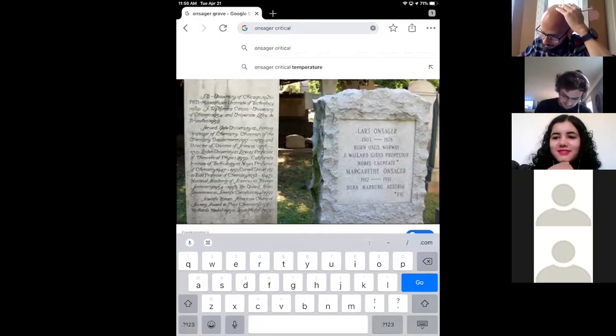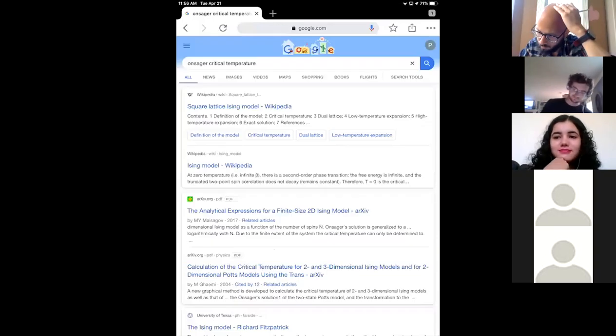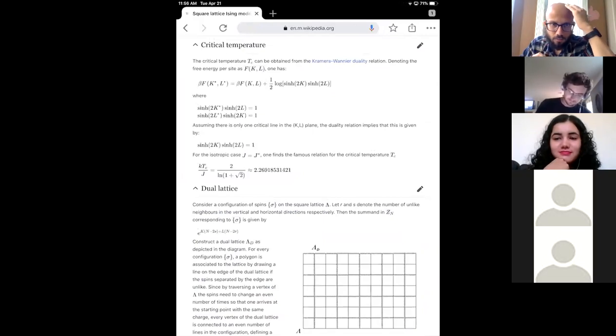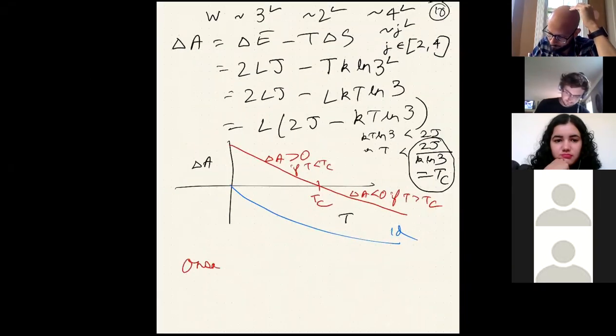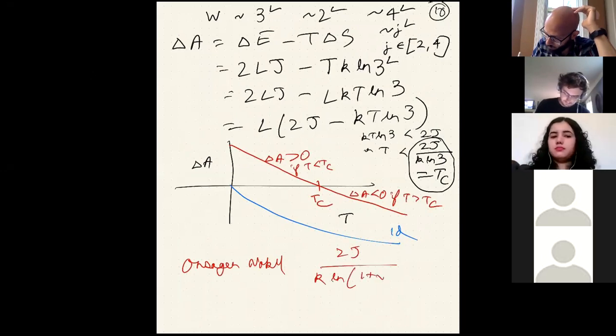Critical temperature, and let's see how good we did in our calculation. 2 by ln of 1 plus root 2. We got really, really close. Think of this. Onsager's exact answer at the bottom has log of 1 plus root 2, while we are talking about log 2. So let me go back to this. Onsager's Nobel Prize answer says it is 2J by K ln (1 plus root 2).